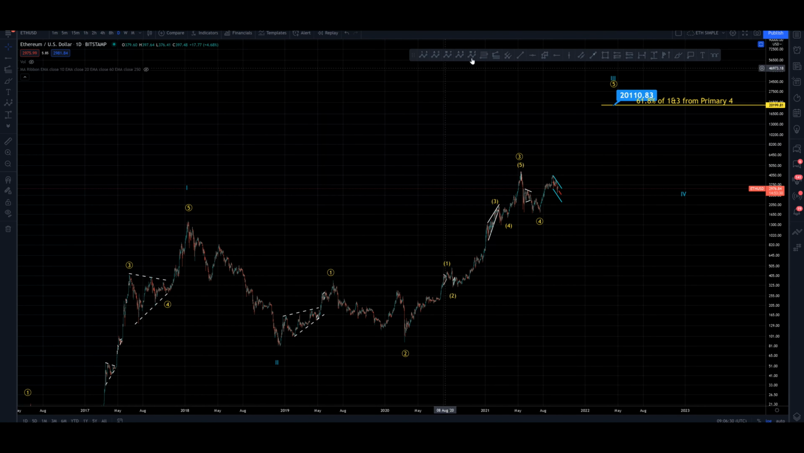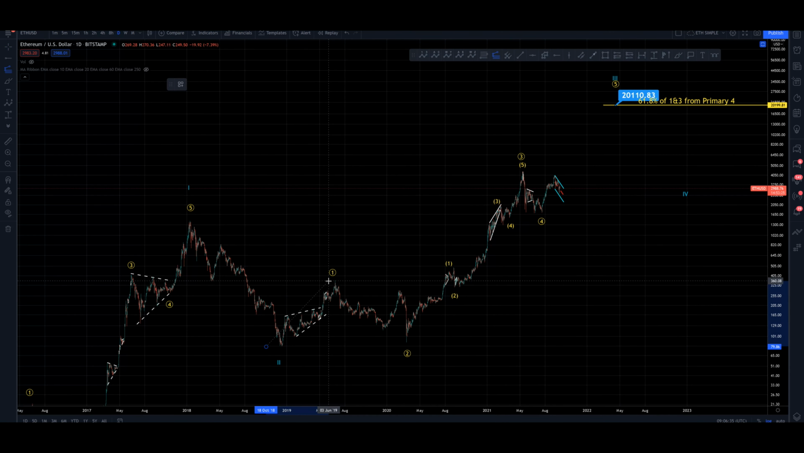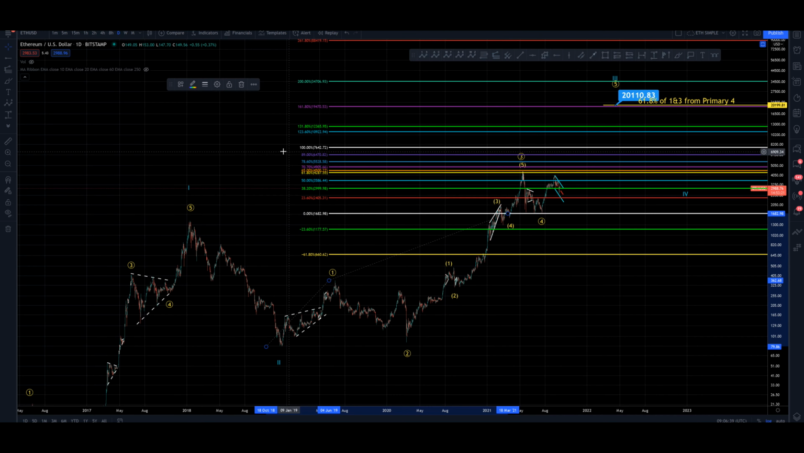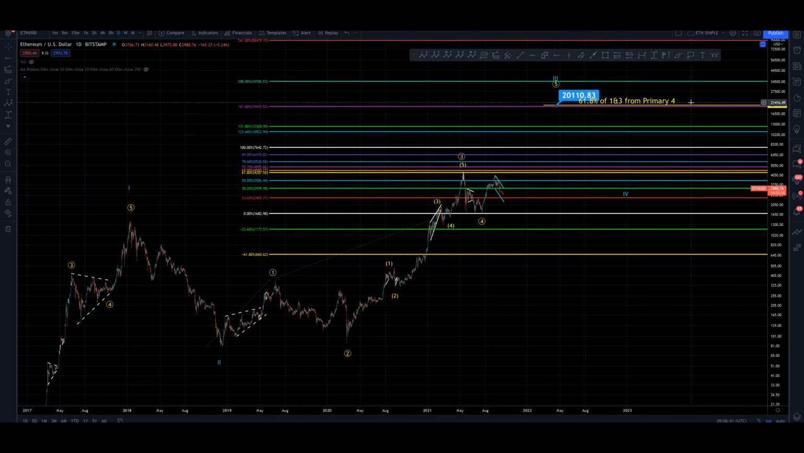Alright, so the next target to look at, we will take a more traditional extension. We'll take the wave 1 projected from the 4. Okay, and this gives us a much more conservative target than the other one. So this gives us 7,642. So we're going to more than double from where we are currently. We're going to see more than 100% go on the price, even with this much more conservative estimate.